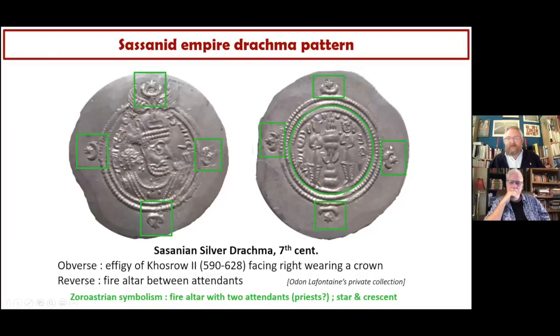And here, on the reverse of the coin, inside the green circle, there is an altar with fire burning on top, and we have two attendants. They might have been Zoroastrian priests. So this is just to show you the general pattern of a Sassanid Empire drachma, a silver coin. There were also copper coins. You can find them on those websites I told you about. But mostly we will deal here with silver drachmas.